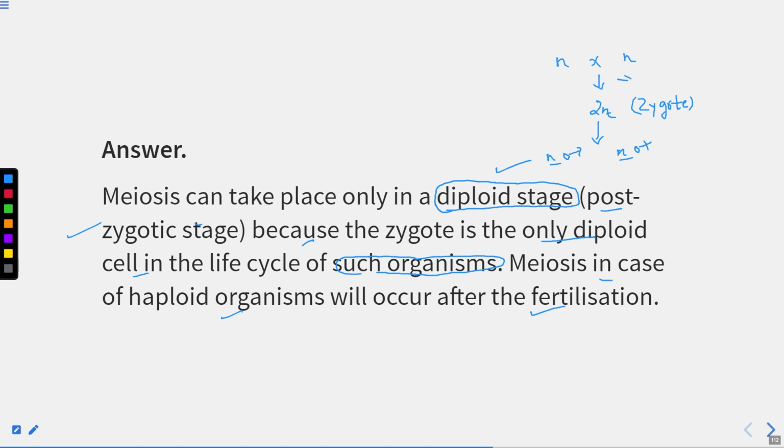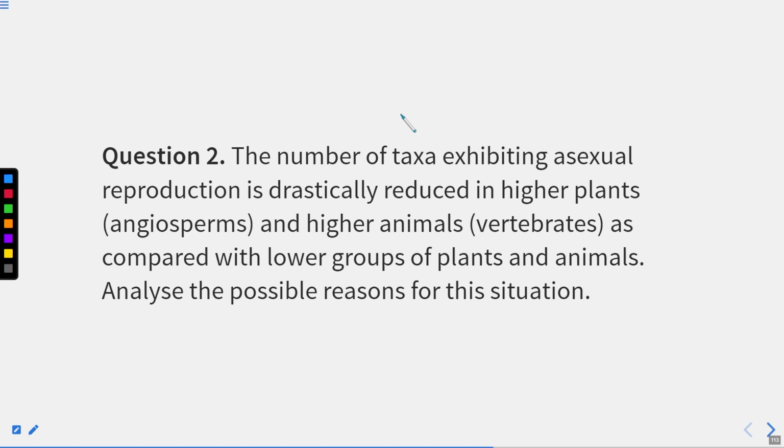The fusion or union of two gametes is known as fertilization. They will combine and form the zygote, and then again meiosis will take place. You can say it is post-zygotic or a post-fertilization event also. Okay, this is clear. Now let's move on to question number 2.